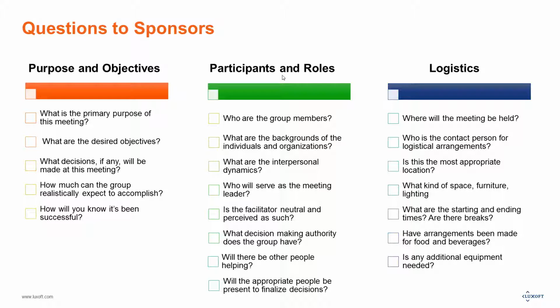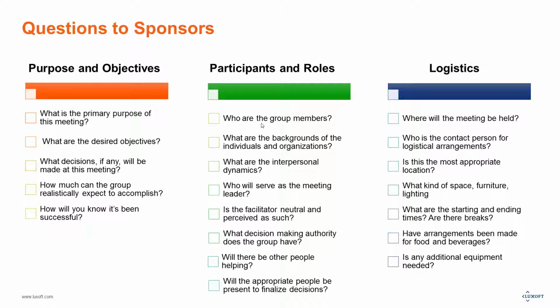Participants and roles. So who are the group members? Who will you need to be present at the meeting and who would your sponsor like you to invite to the meeting? Because you probably don't know some people that the sponsor knows, and the sponsor can think that you will invite them, but actually you don't even have their contacts.